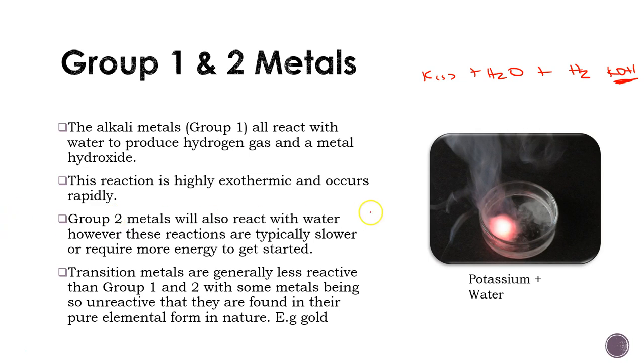Group 2 metals, however, react with water typically more slowly because they're not as reactive. They don't react at as fast a rate. The transition metals are generally less reactive than groups 1 and 2, because of their unique electron configurations, and we can go back to the electron configurations of things like chromium and copper that show us that. So our transition metals are traditionally found in their pure elemental form, because they are less reactive.